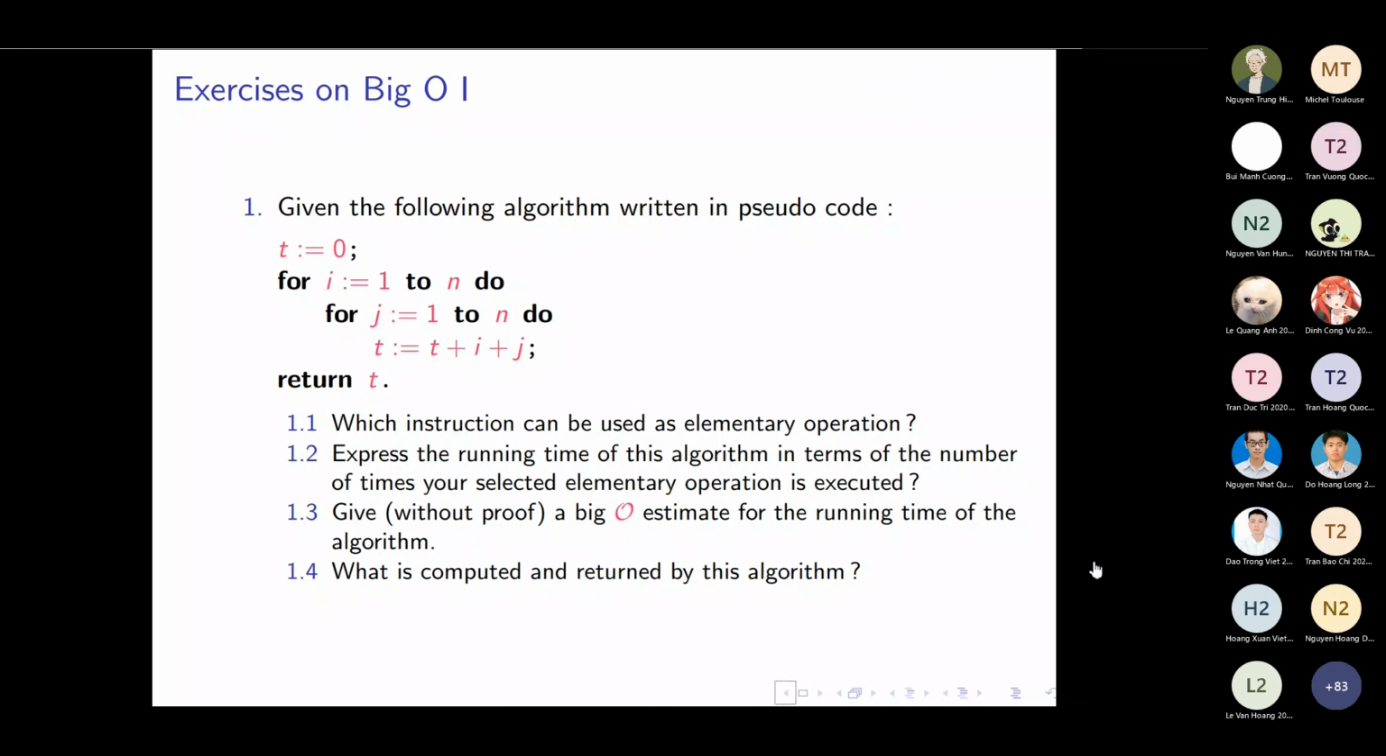I have just uploaded my answer on the chat box. Okay. And you all see Trần Khánh Lương's answer, right? I hope so.